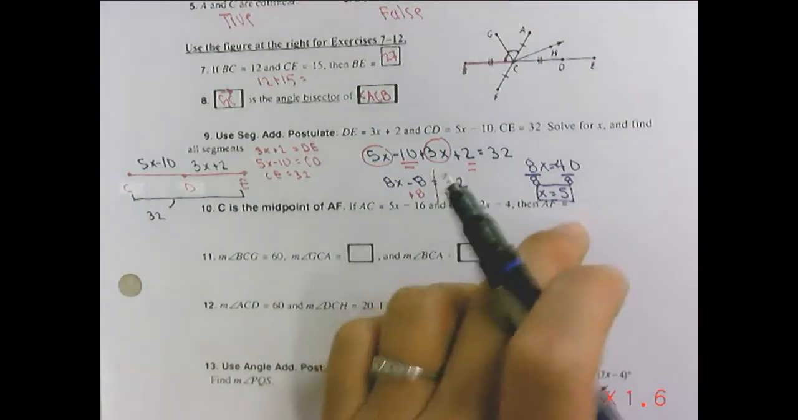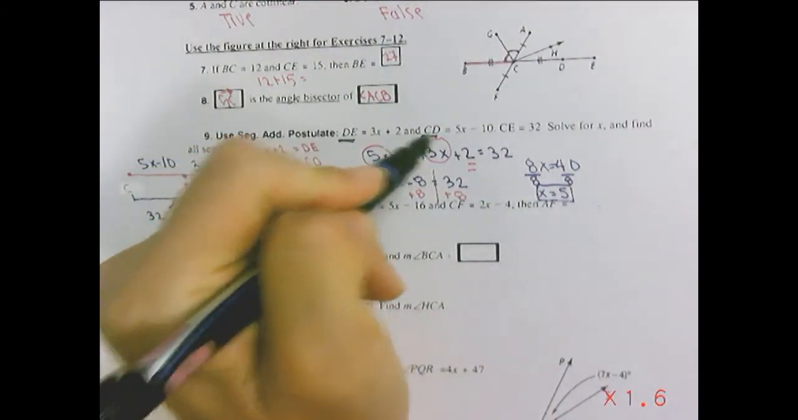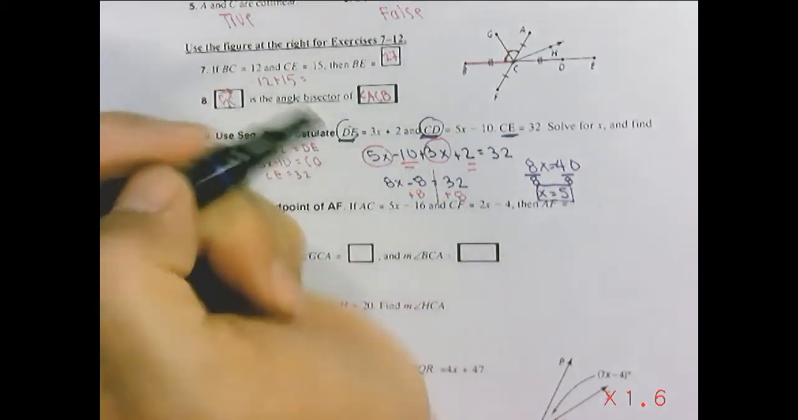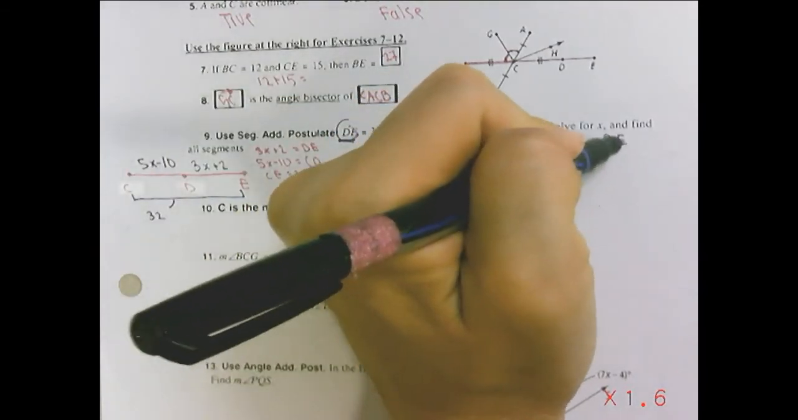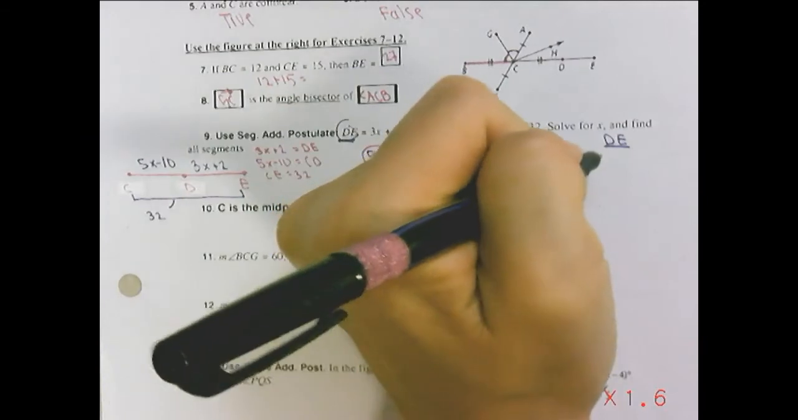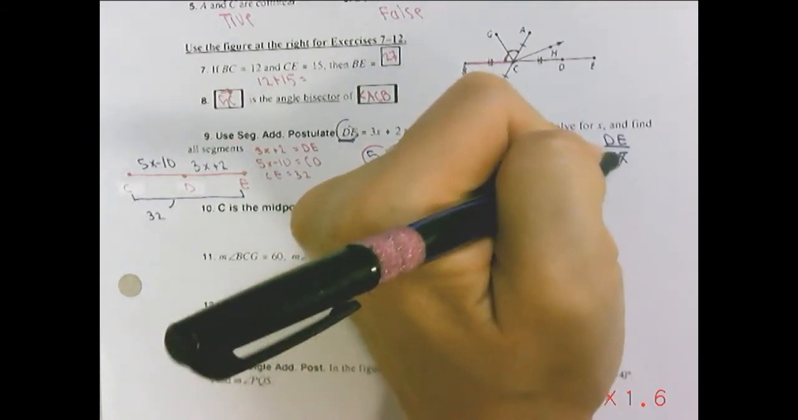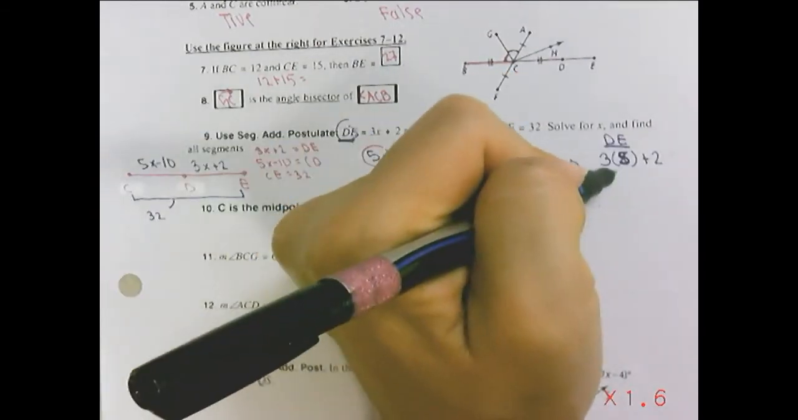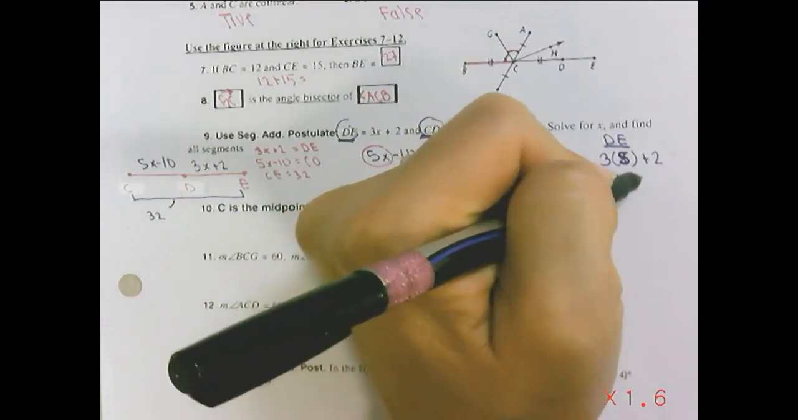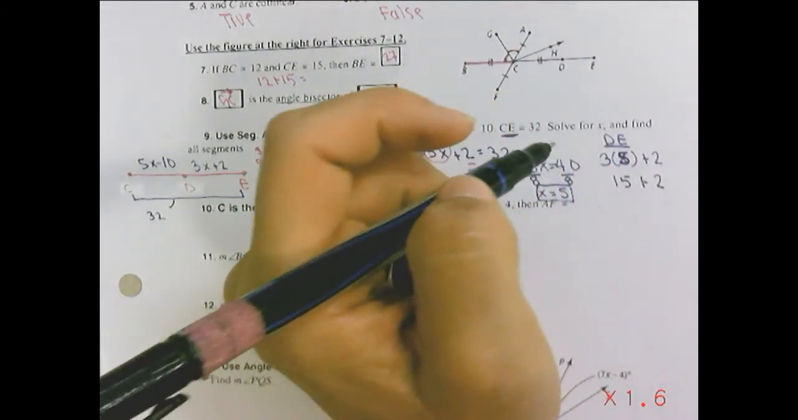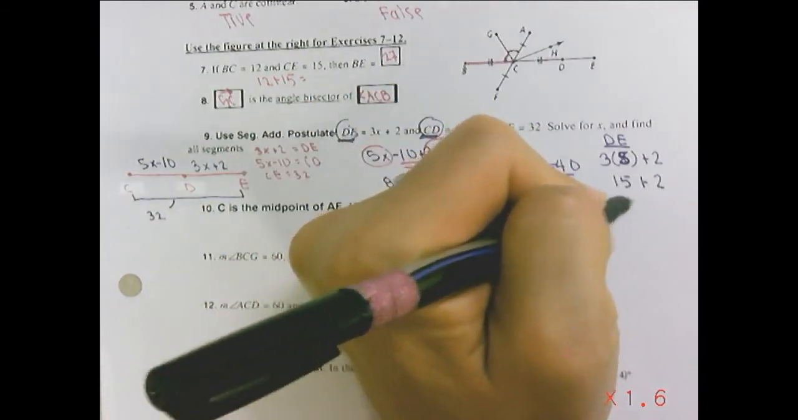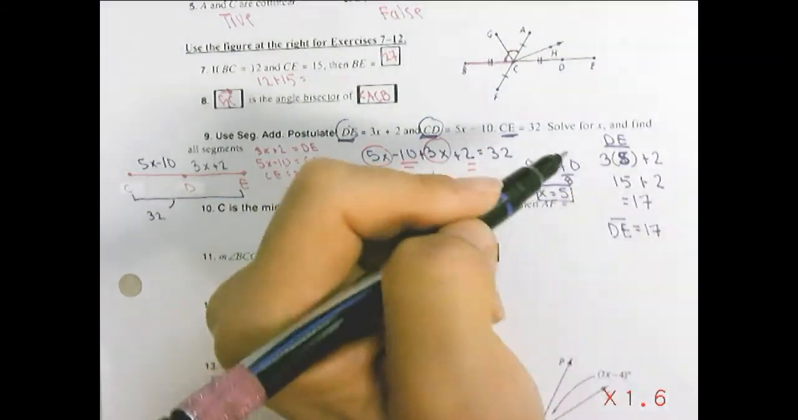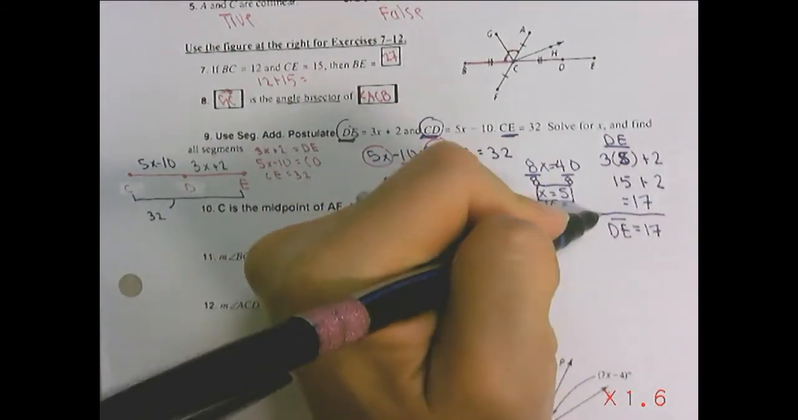Well, the two segments I need to find are DE and CD. They already gave me CE, so I only really need CD and DE. I'm going to start with DE. It doesn't matter which one you guys do. And I'm going to plug our x in. So 3x, or 3 times 5, that's our x, plus 2. And we all know that 3 times 5 is 15. And then plus 2, we end up with 17. So DE equals 17. All right, there's part of our answer.